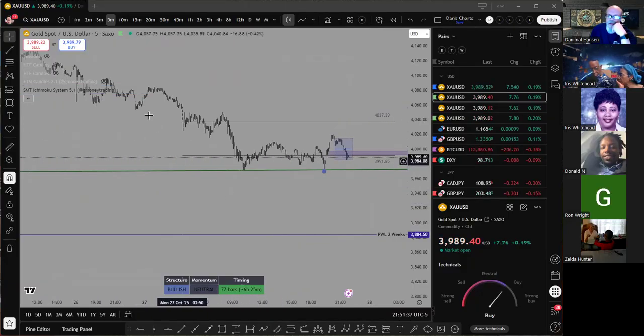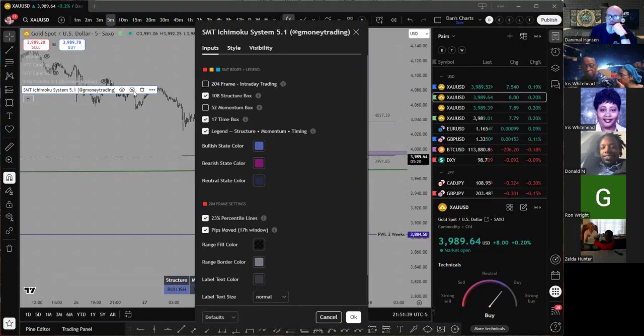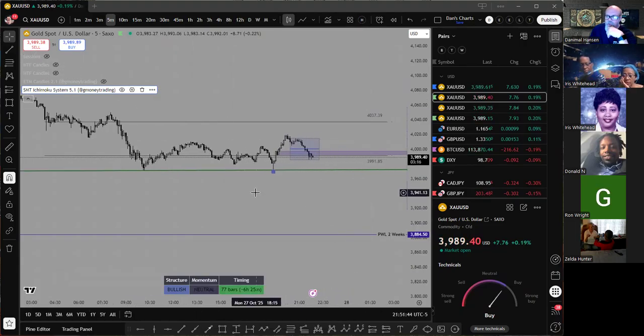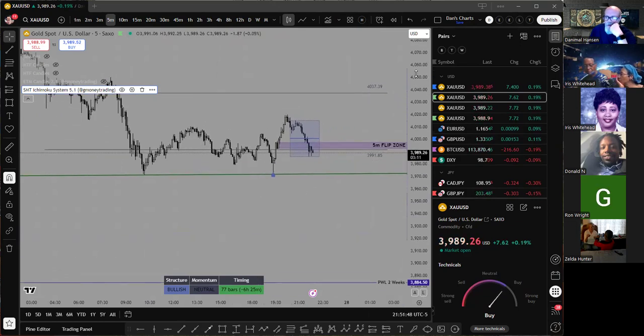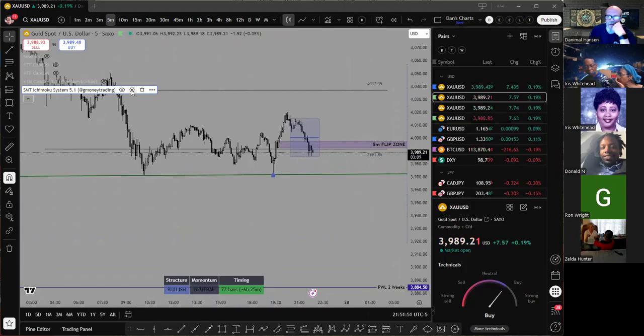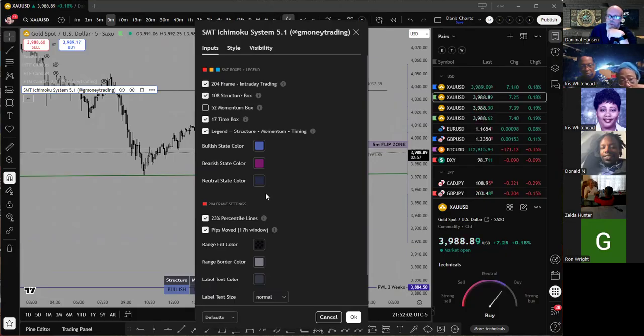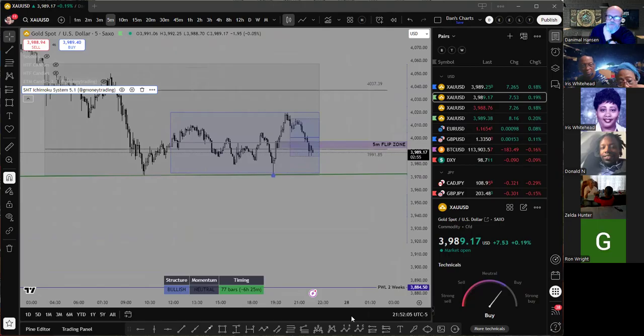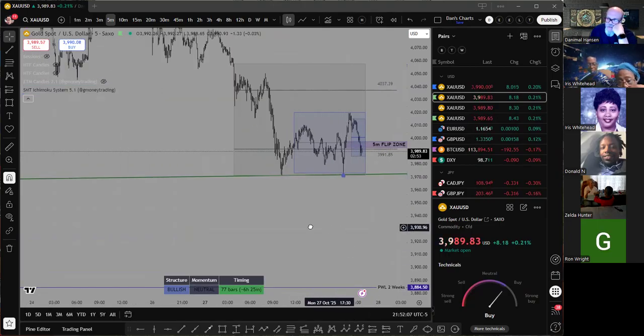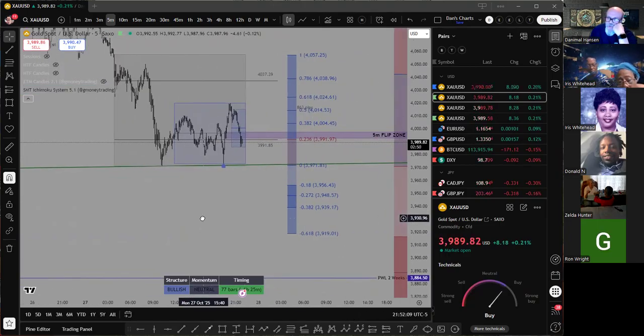Where's my 108 box? 108 structure box. I don't see my 108 structure box. Do you? Am I missing something here? Nope, don't see it. When you cut off your 204, it cuts off your 108 also. Oh, you're right. Oh my God, that would drive me absolutely crazy.